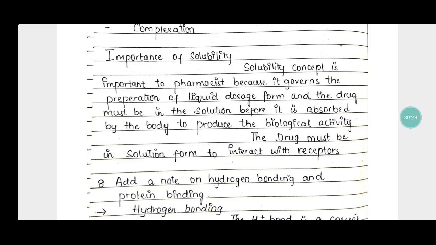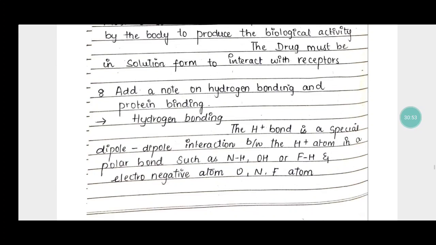When the drug is absorbed by the body, the solubility gets prepared in the form of a liquid dosage form or in the form of a drug molecule. The drug must be in solution to interact with the receptor or the enzymes which are present in our body.